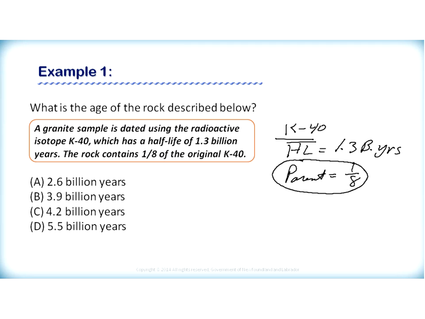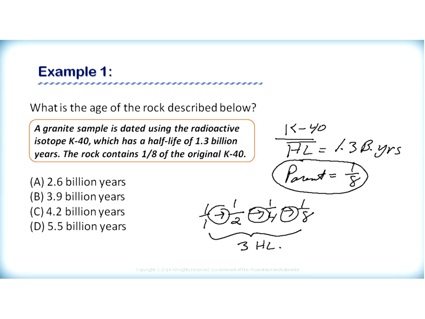As previously stated, the original fraction of parent that's in the sample will be 1/1. After one half-life, we have 1/2 of the parent remaining. After 2 half-lives, 1/4, and after 3 half-lives, 1/8. So again, when you calculate the number of half-lives, count the number of arrows. Here we have 1, 2, 3. So the number of half-lives in this case would be 3.